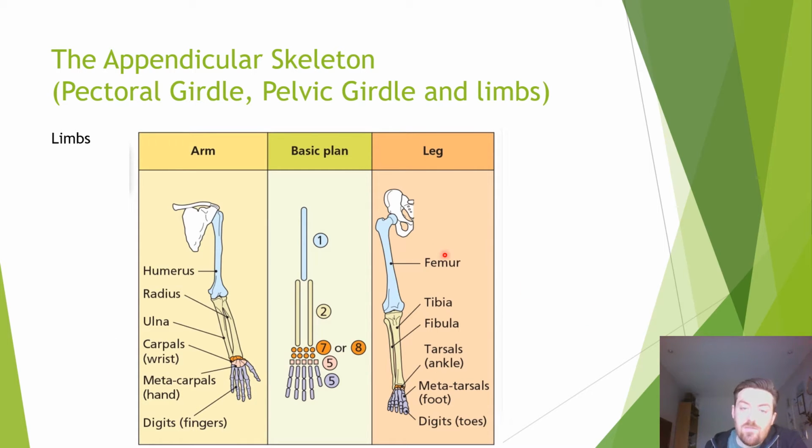In your leg, you've got the femur, that's the largest bone in the body, your tibia and your fibula. All right, so your shin bone is the tibia, and you've got a small fibula behind that. When you're talking about the foot, instead of carpals, we refer to them as tarsals, that's your ankle. Metatarsals is where your ankle meets your foot, and then digits, they're your toes. All right, so there they are there. Okay, it's just a matter of learning them off, guys.